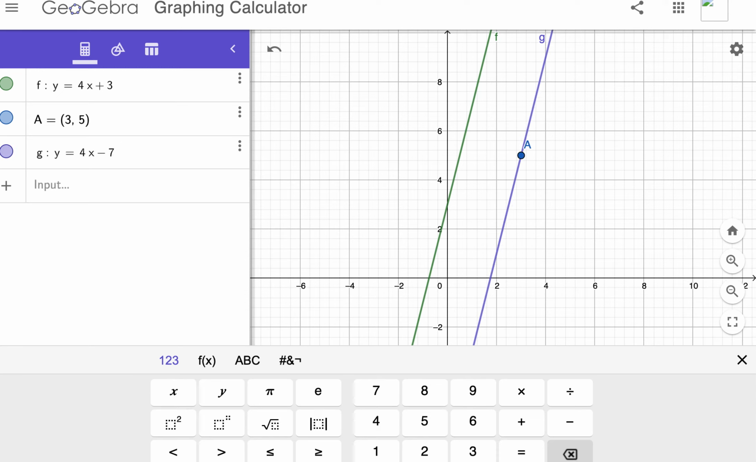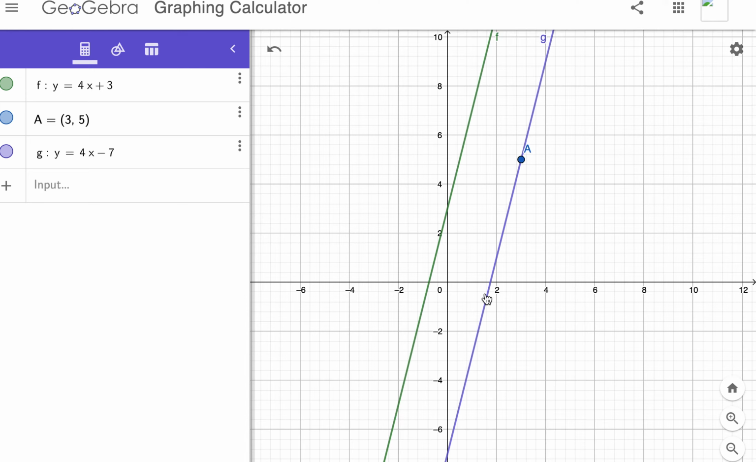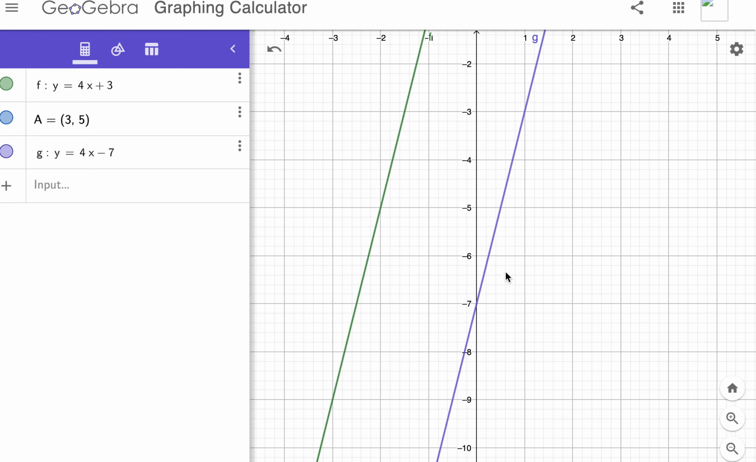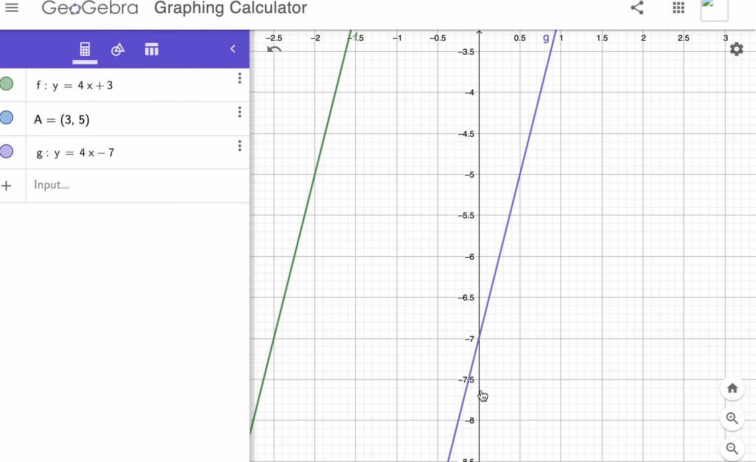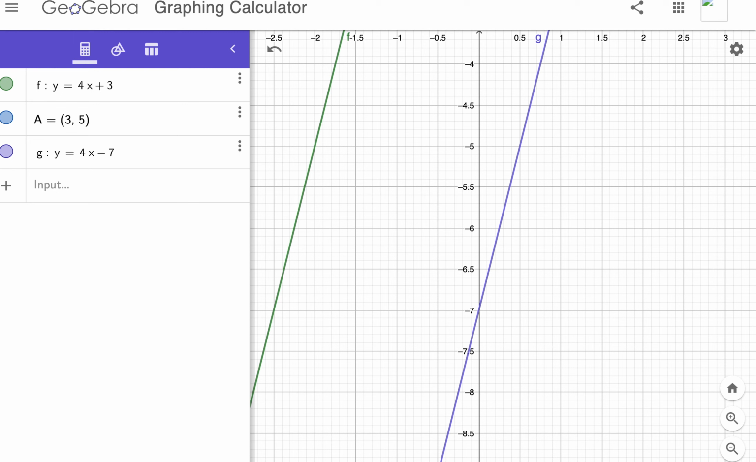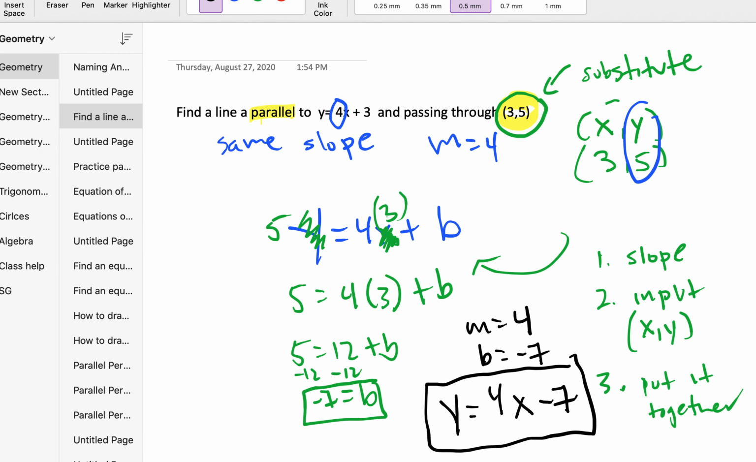4x minus 7. Our purple line now is parallel to the green line, but it also touches point A. We had to push the line down to where it went through negative 7. Our intercept was negative 7. So that's a more detailed explanation.